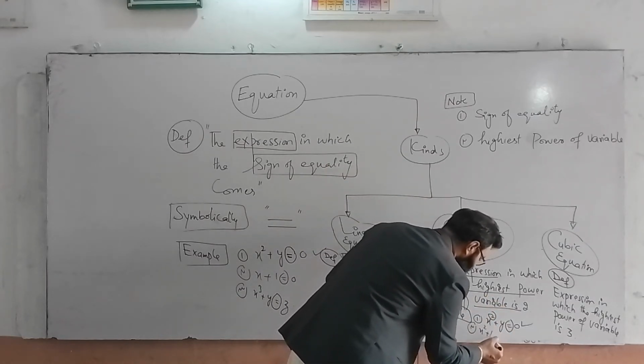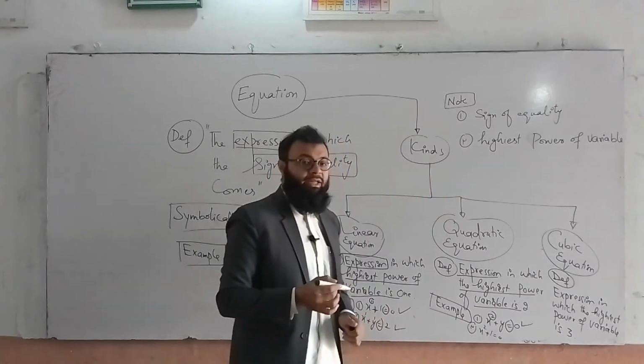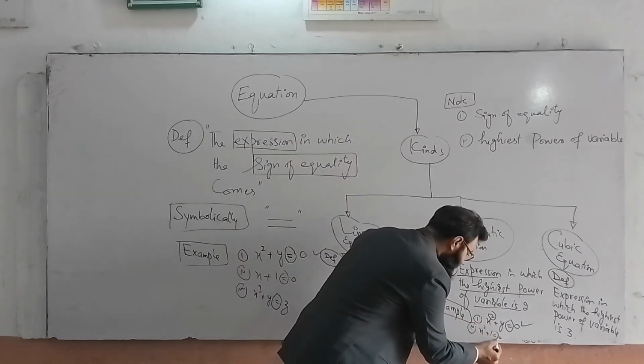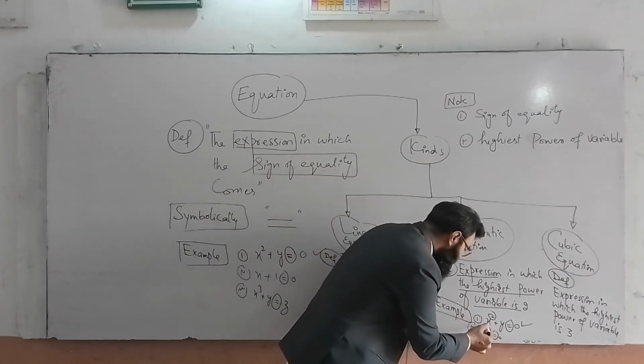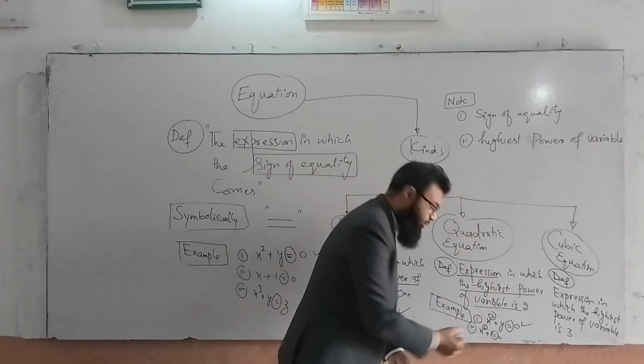x square plus 1 is equal to 0. Can we call it an equation? Yes, because here the sign of equality comes. Can we call it a quadratic equation? Yes, because here the highest power of the variable is 2.